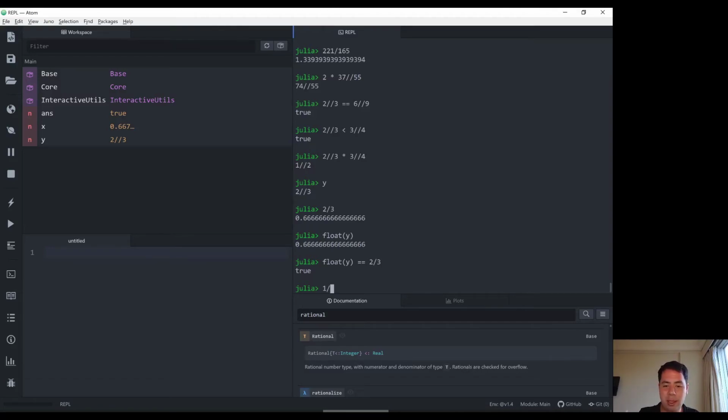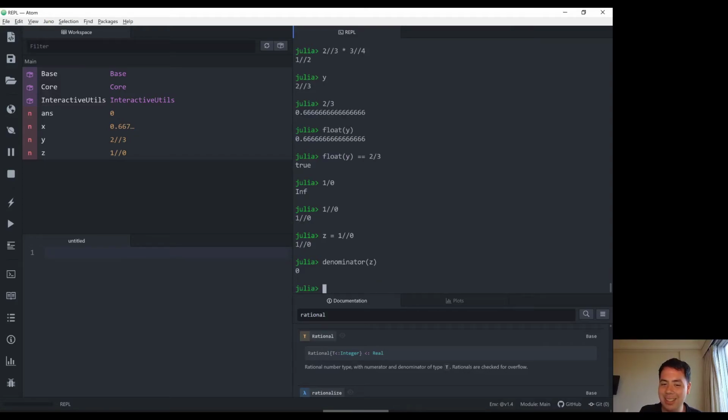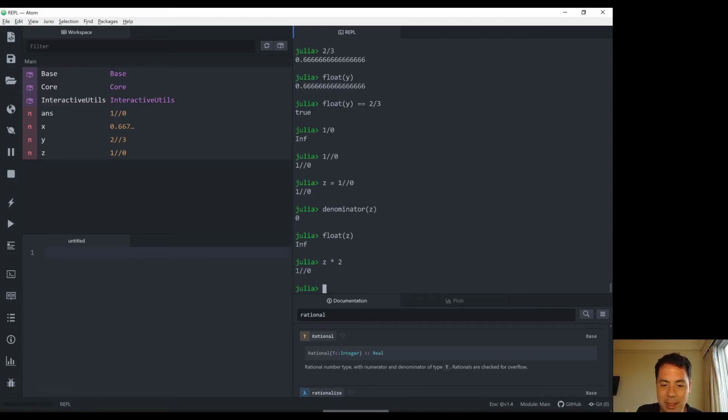Some interesting information that the Julia documentation provides is infinite rational values. So what happens if we divide by 0? Yeah, that's interesting. So we can leave 1 divided by 0 as a rational. Let's make z equal 1 divided by 0, and we can ask for the denominator of z. Interesting. What happens if we convert z to a floating point number? Yeah, okay. That's interesting. What if we do mathematics with z?